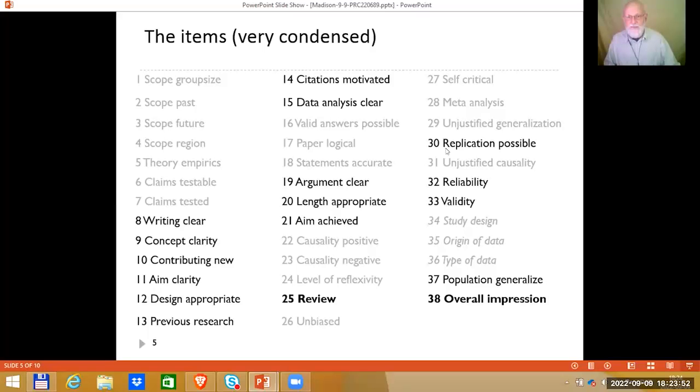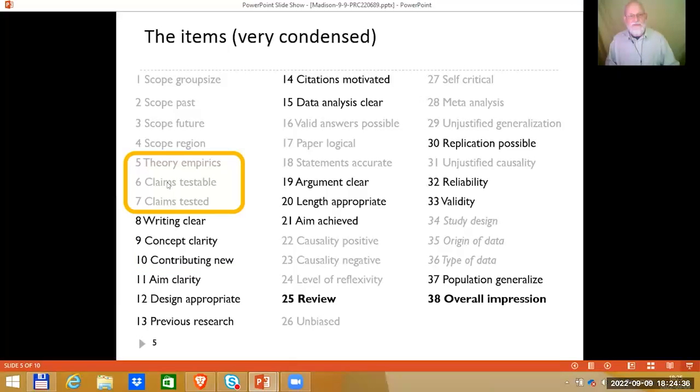So I think you all recognize what these kinds of items are, and I don't have to go into them specifically. Then we can see that there are a few other ones that are, oh yes, I just want to give you an example of how these are formulated. So this would be the writing, number 8 here. The writing is clear, accessible, and to the point, and then you answer from strongly disagree to strongly agree. Number 9 would be concepts and constructs are clear and well defined. And number 10 would be the study contributes something new, whether a new problem, approach, data, or theory or explanation.